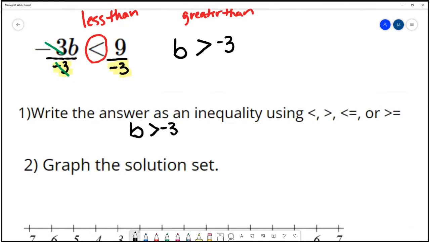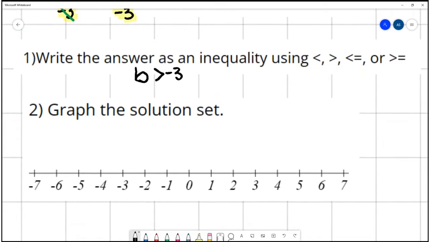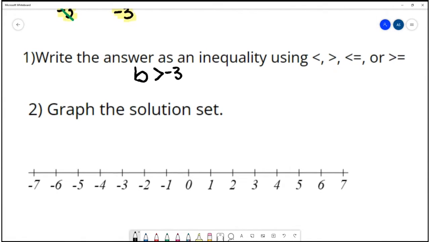We also want to graph the solution set on the real number line. So we want to mark the value of negative 3 with an open circle. The open circle indicates that negative 3 is not part of the solution set. Reading our inequality one more time, we have b is greater than negative 3. Negative 3 is not greater than itself, so negative 3 is not included in that solution set.